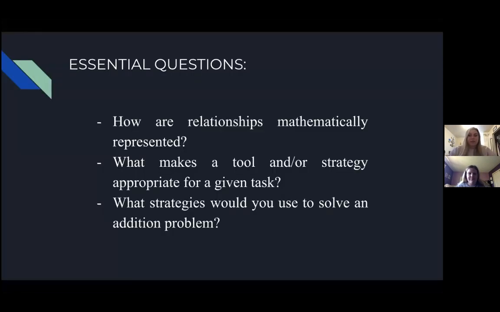These are some of the questions that we want you to keep in the back of your head as we go through our lesson today. How are relationships mathematically represented? What makes a tool or strategy appropriate for your given task? And what are some strategies you would use to solve an addition problem?